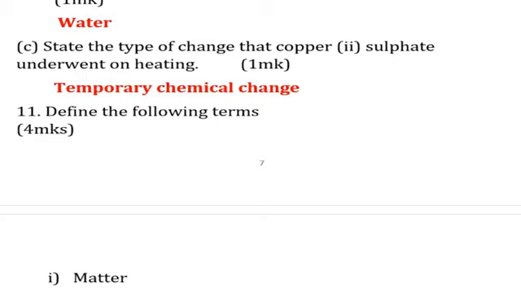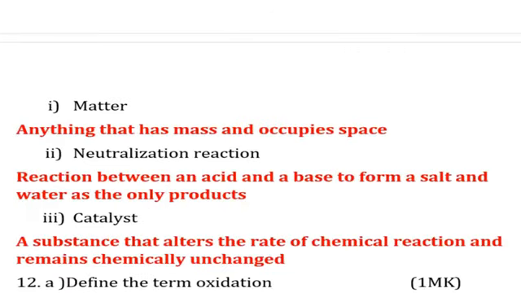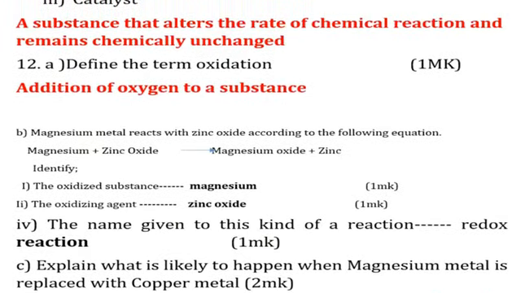Next, we go to number 11. Define the following terms. Matter is anything that has mass and occupies a space. Number 2, neutralization reaction. This one is a reaction between an acid and a base to form a salt and water as the only products. What is a catalyst?